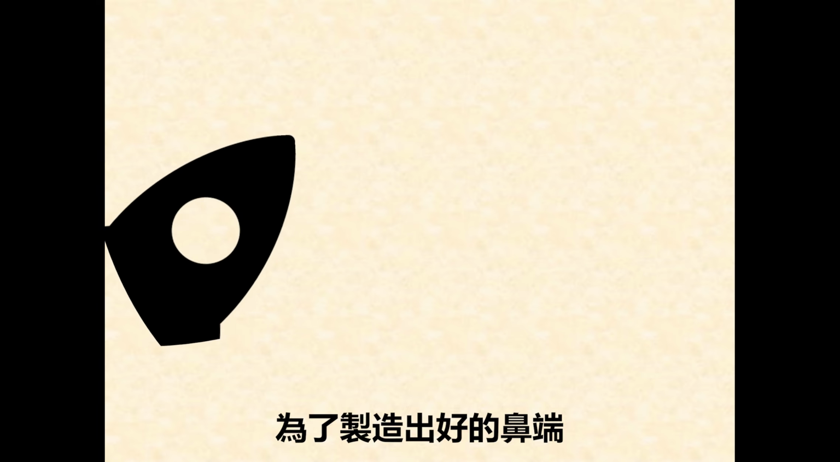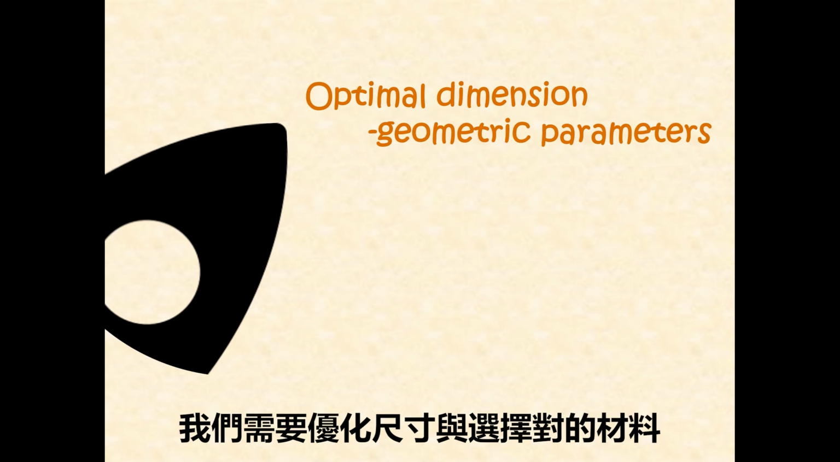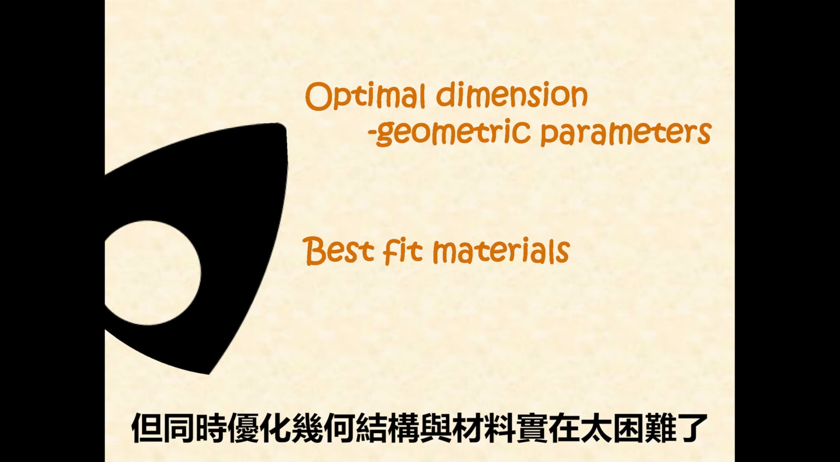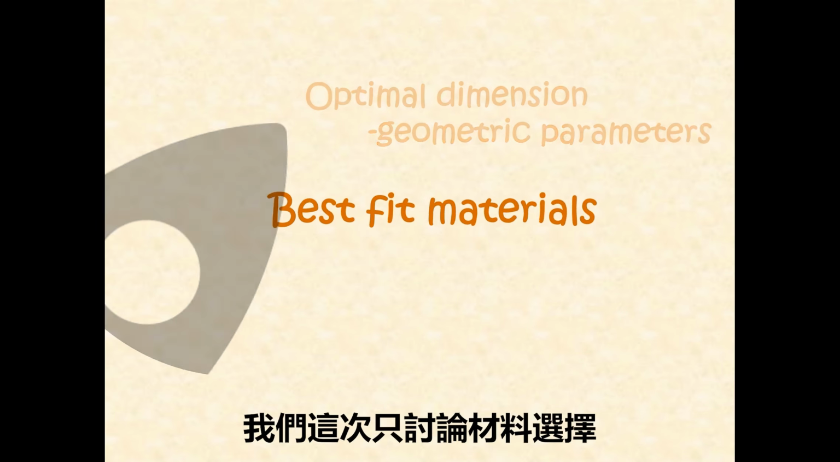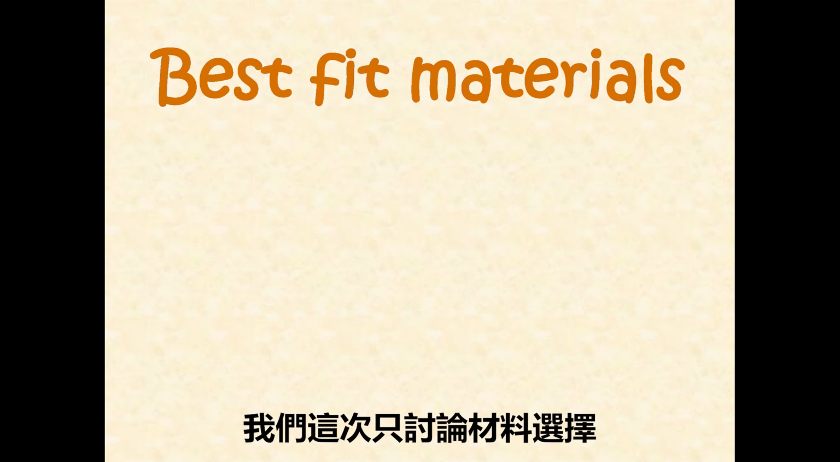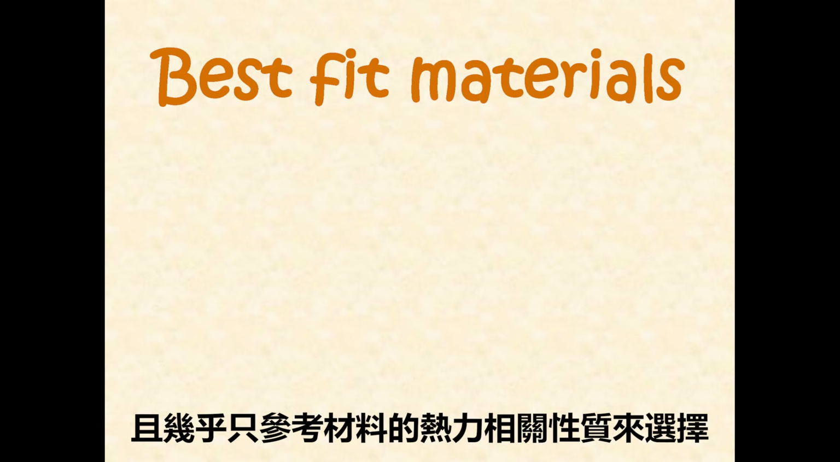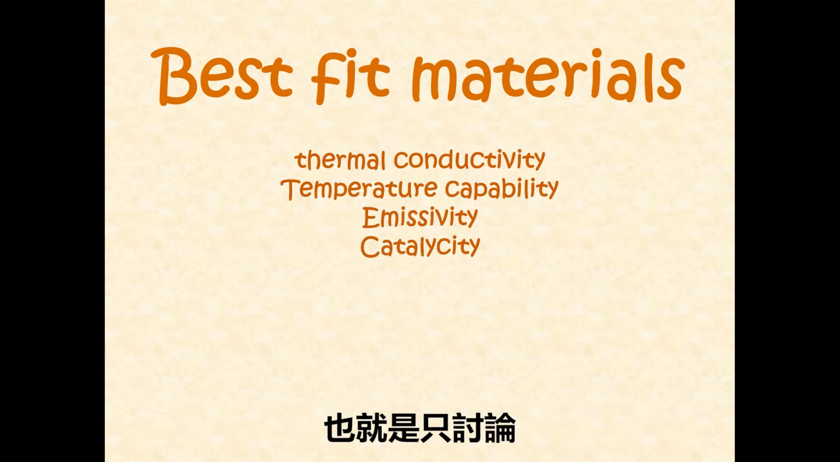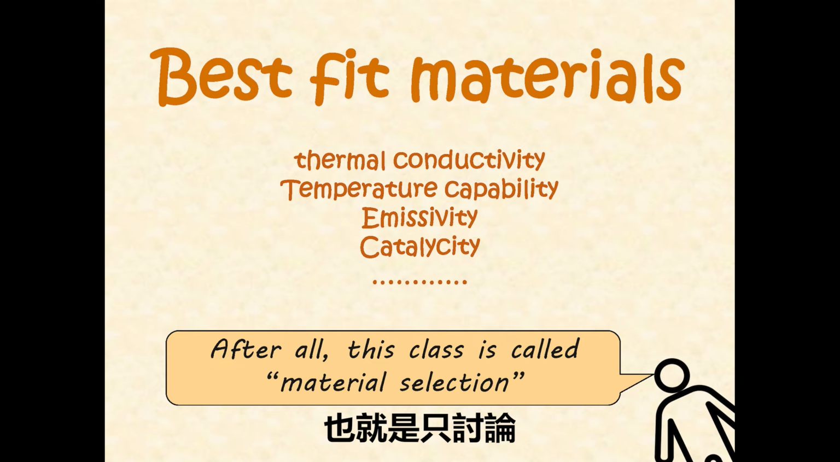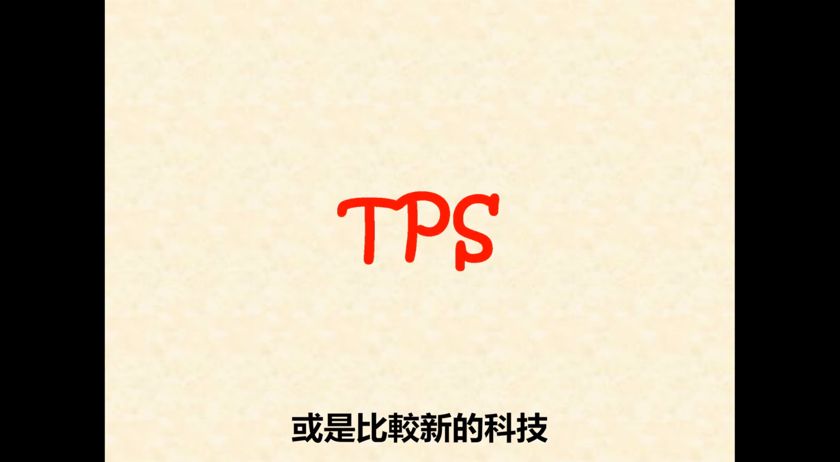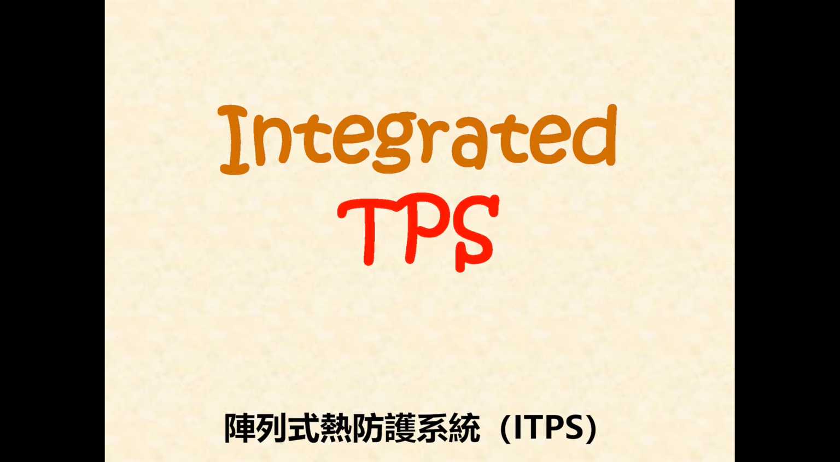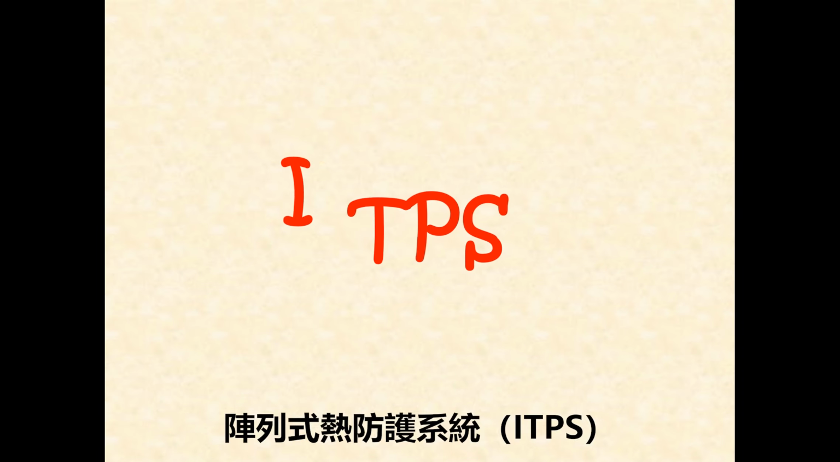To construct a nose cone, we seek the optimal dimension and the best material for it. But directly optimizing both continuous geometric parameters and discrete material choice is difficult. Due to limited time, we only discuss which good candidate materials are selected, mainly based on their thermal performance, which is widely known as Thermal Protection System (TPS), or a more brand new technology, Integrated Thermal Protection System (ITPS).